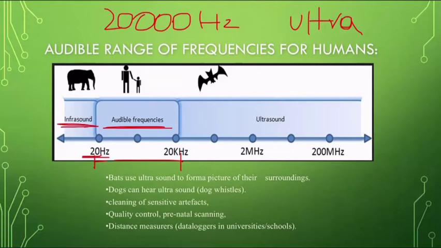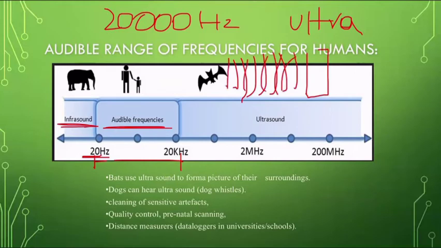In ultrasound, we have several examples. For example, bats use ultrasound to form a picture of their surroundings. Bats cannot see, they're blind. So if you have a wall here and they need to know if there's an object, here is the ultrasound wave that the bat generates. It echoes, it's reflected back to the bat, and an image can be formed.